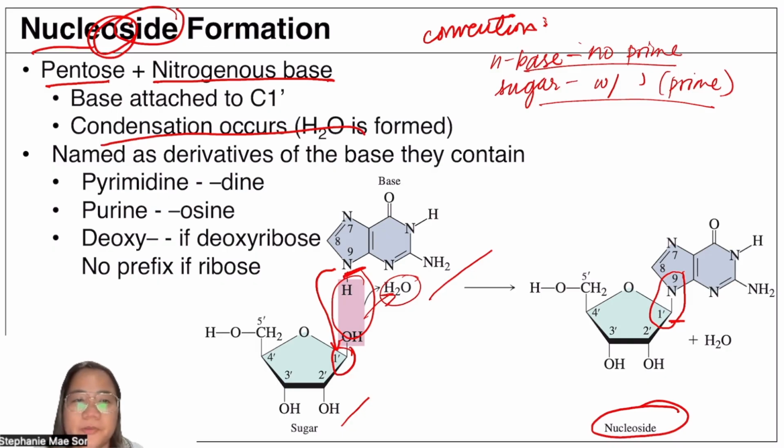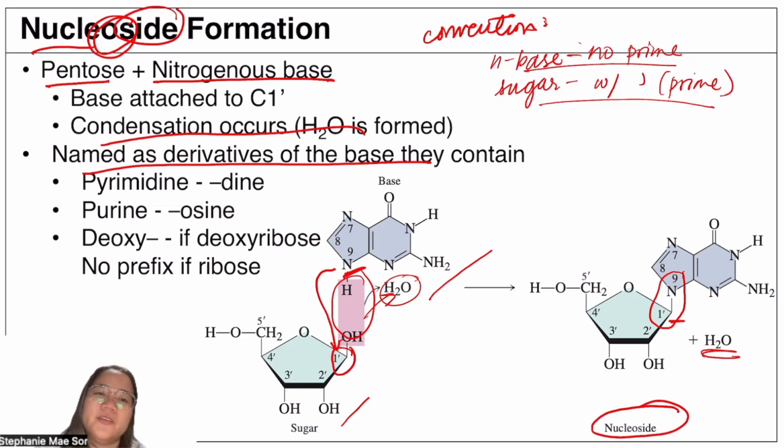So how do you name your nucleosides? You name them based on what nitrogenous base is involved. So, kapag you're talking about purines, the suffix is osin. If you're talking about pyrimidines, the suffix is actually idine. So, for example, yung purines natin, diba? Sabi natin, purines are pure as gold. So, pure Ag, pure silver.